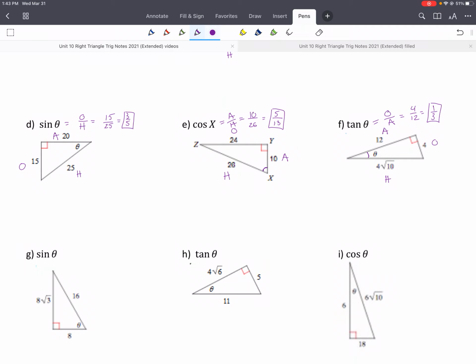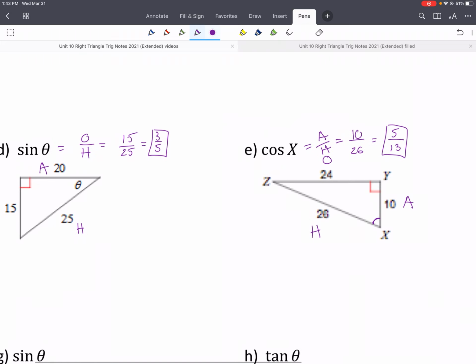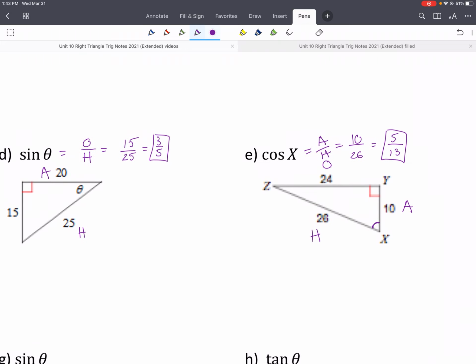All right, one thing that's kind of interesting about sine and cosine is that the hypotenuse is always greater than the opposite, and the hypotenuse is always greater than the adjacent. So sine and cosine ratios will always be less than 1.